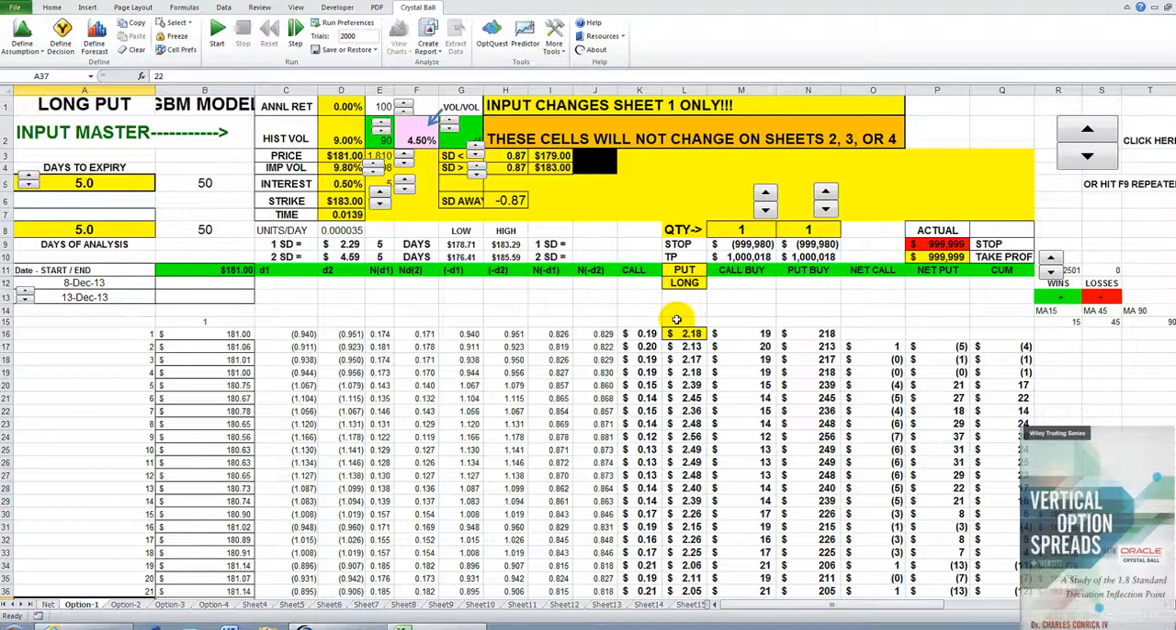Now, next lesson I'm going to call the amazing spreadsheet, and I'm going to begin to show you some historical data and observations on how these trades work at different standard deviation points.